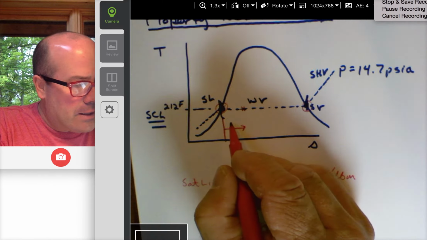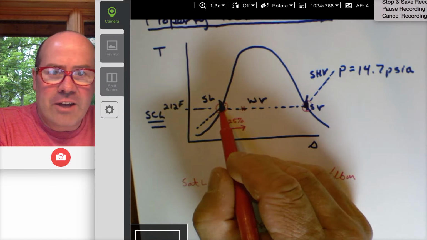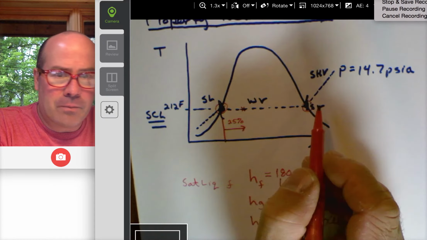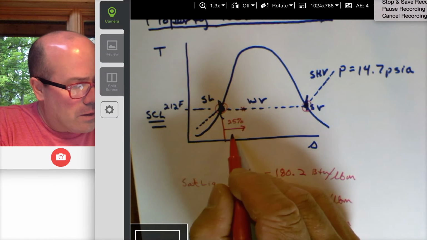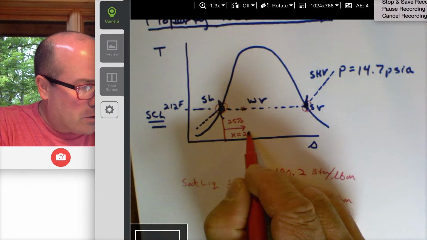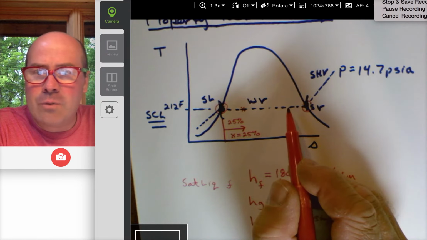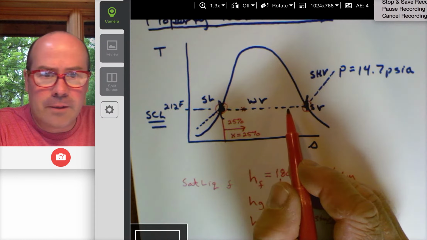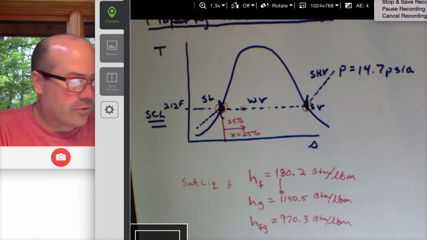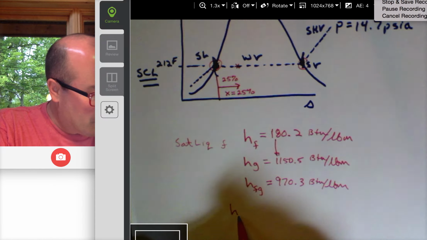So let's say that I'm 25% of the way from saturated liquid to saturated vapor. The quality then would be 25%. If I were 75% of the way, my steam would be 75% quality. And we talked about this in a previous video. Well, how can I find the enthalpy for a wet vapor?